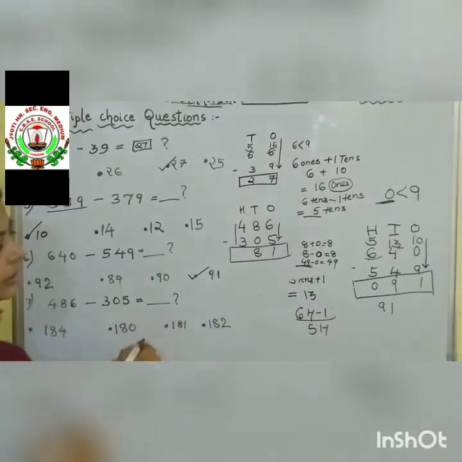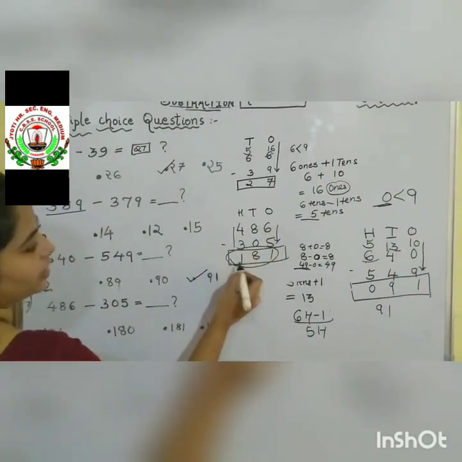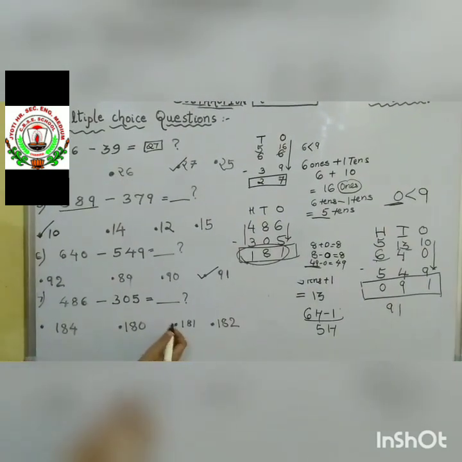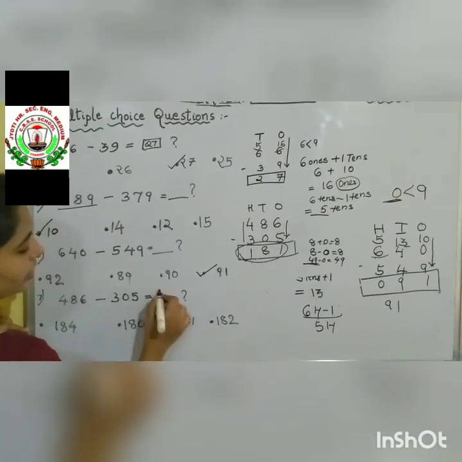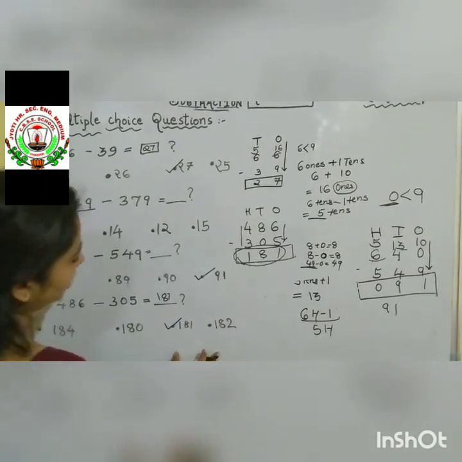Then 4 minus 3, 1. So our answer came as 181. This 181, do we have it in the options? Yes, 181 we are having. So we will put a tick mark at the option 181. Clear, children?